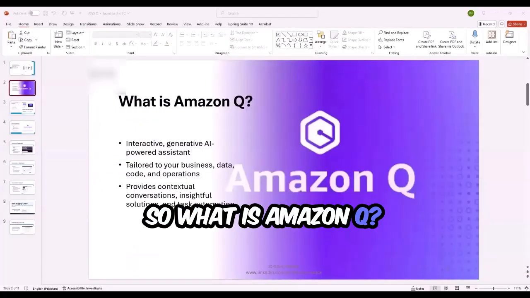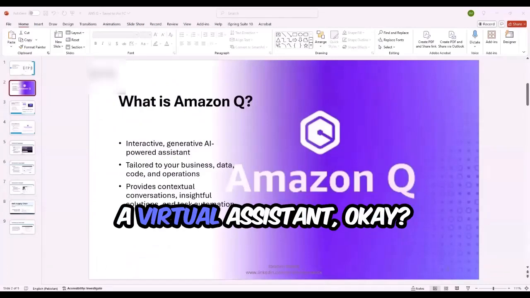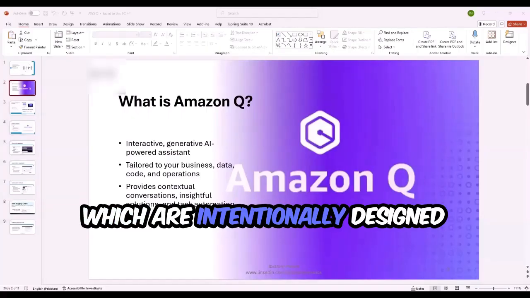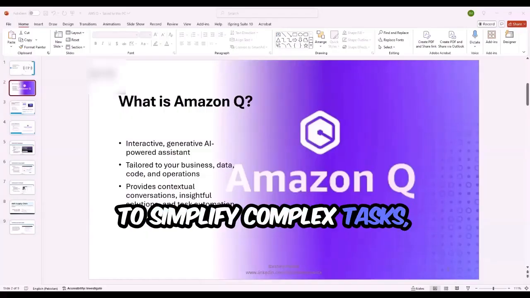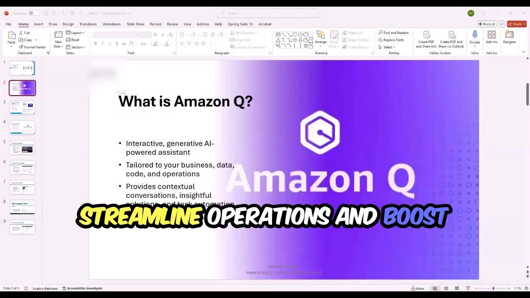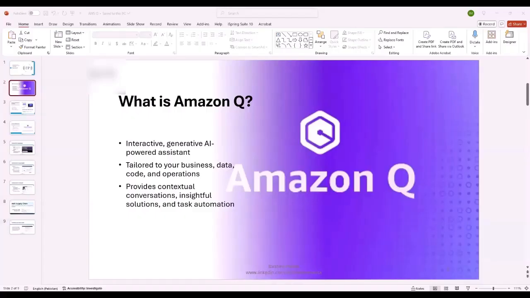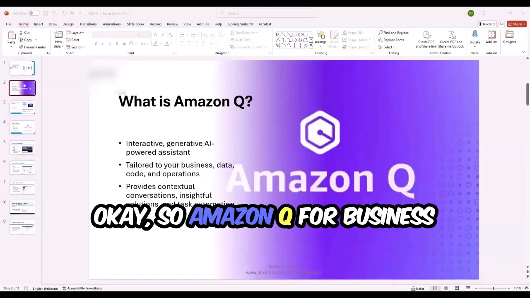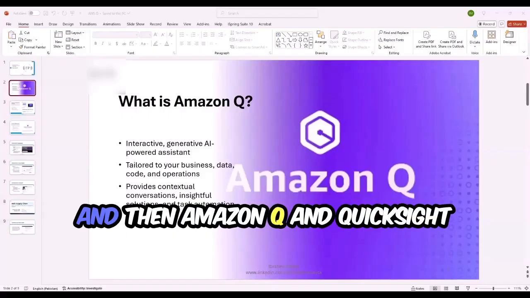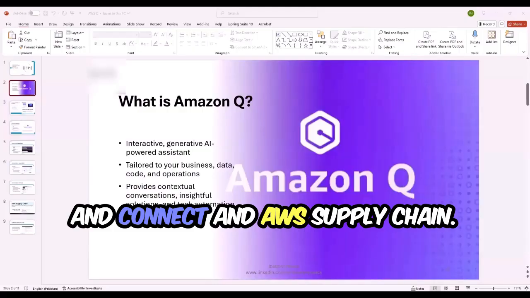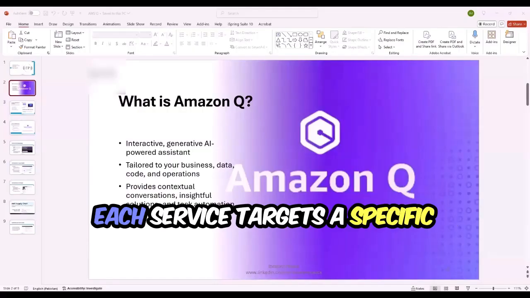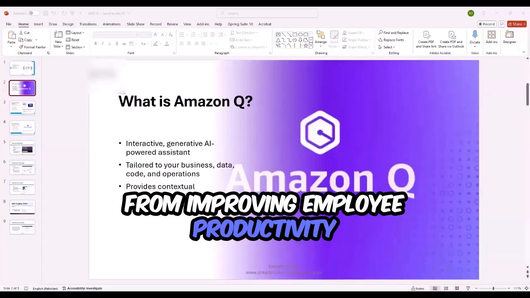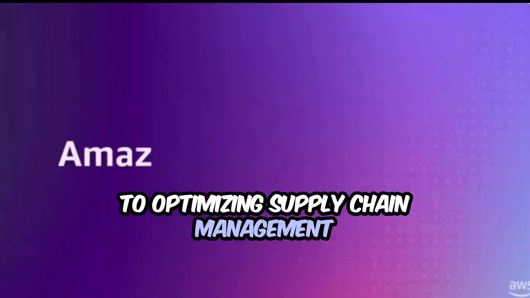So, what is Amazon Q? Amazon Q is more than just a virtual assistant, okay? It's a suite of AI powered tools which are intentionally designed to simplify complex tasks, streamline operations, and boost creativity within your organization. The suite can be categorized into five specialized services. Okay, so Amazon Q for Business and Amazon Q for Developers, and then Amazon Q in QuickSight and Connect and AWS Supply Chain. Each service targets a specific operational need, ranging from improving employee productivity to optimizing supply chain management with AI insights.